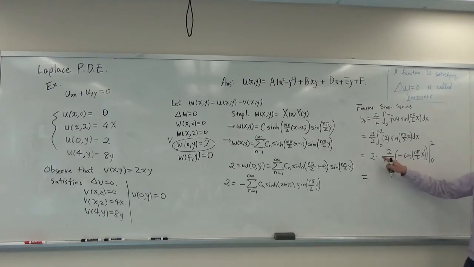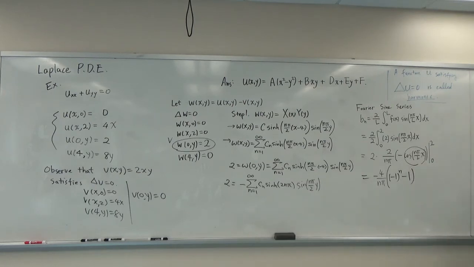So minus 2 times 2, that's negative 4 over n pi. And now we just have to think about what happens to this one when you plug in 2 and 0. So first, when you plug in 2, what happens? Cosine n pi, what's that? Negative 1 to the nth power, right? So you get negative 1 to the nth power. When you plug in 0, what happens? Cosine of 0 is 1, right? And you're subtracting them. You plug this and you plug this and you subtract. Okay, so that's your Bn.